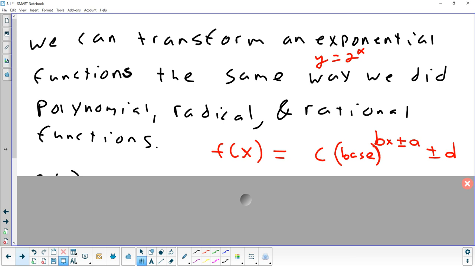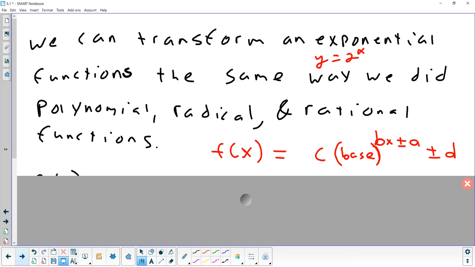And then lastly, plus or minus D, and this is outside the exponential function. It's at the end. What do you think D would do? Yep. That's a vertical shift. Positive is up, negative is down.